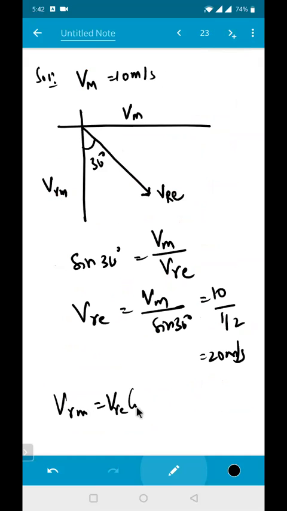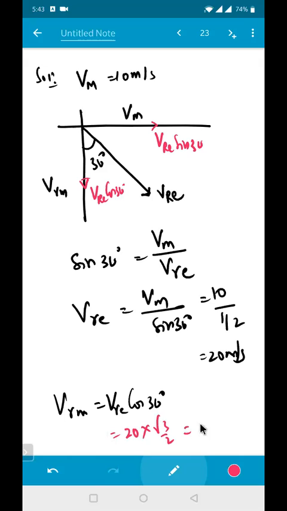Velocity of rain with respect to man into cos 30. Velocity of rain with respect to man means this component, the component along this direction. So if I take that component in this direction, this one is VRE into cos 30, and this one is VRE into sin 30 in this direction. So this will become 20 into cos 30, and cos 30 is root 3 by 2. So that comes out to 10 root 3 meter per second. Is that clear?